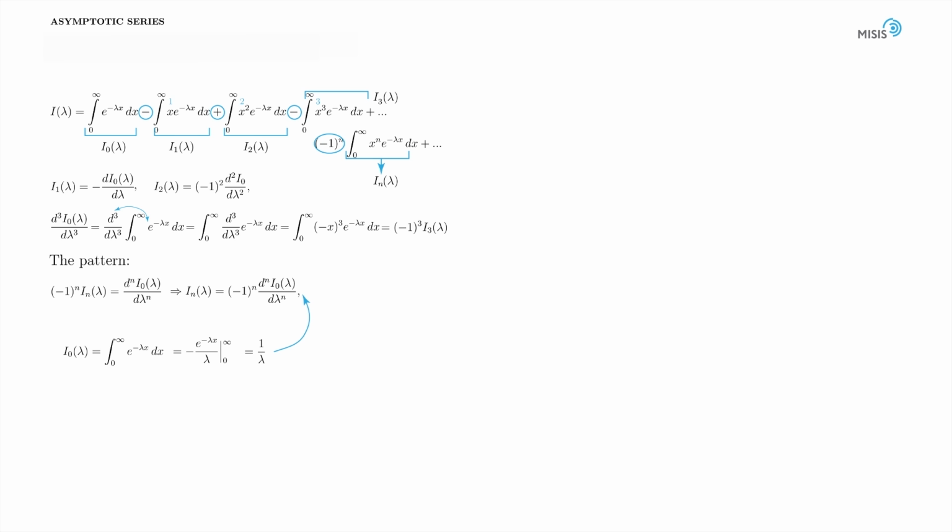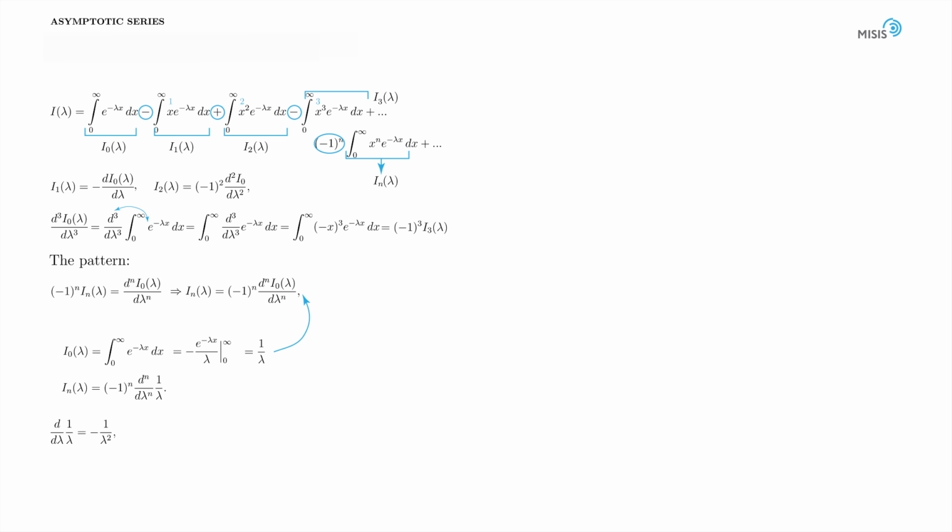Substituting 1 over lambda instead of I0, we may find out all the rest of the integrals by simple differentiation of 1 over lambda. So here is the answer for the nth integral in our series. It's just the nth derivative of 1 over lambda. Now we can figure out the derivative ourselves. The way I usually do it, I just make the first 3 differentiations and then guess the pattern.